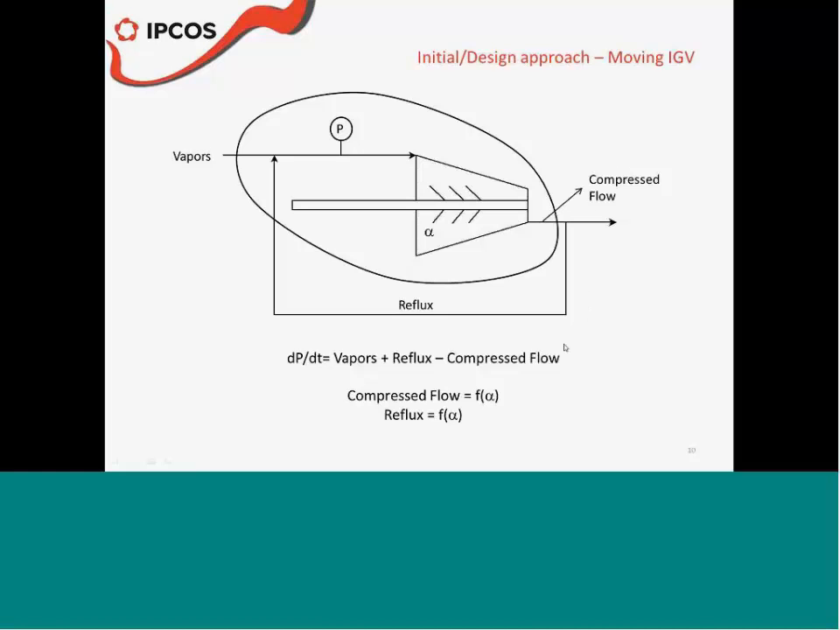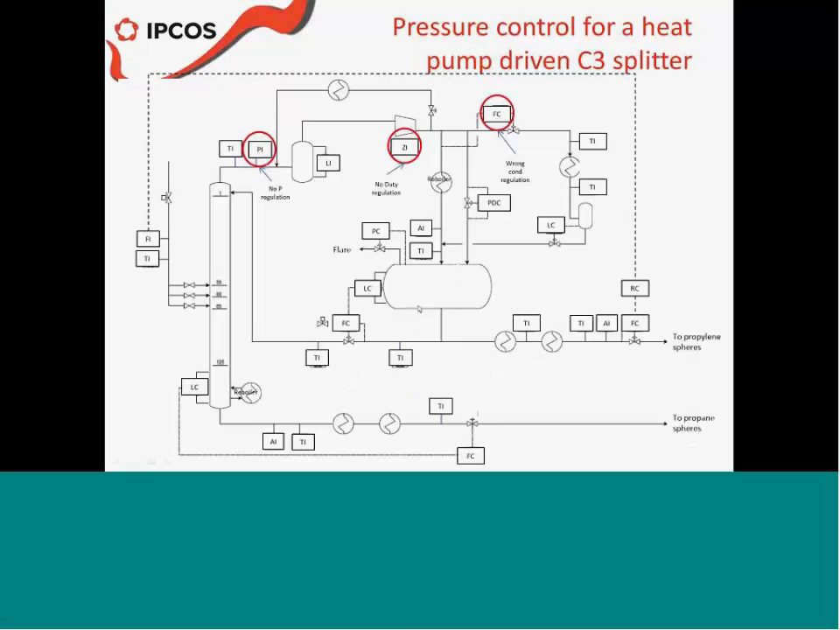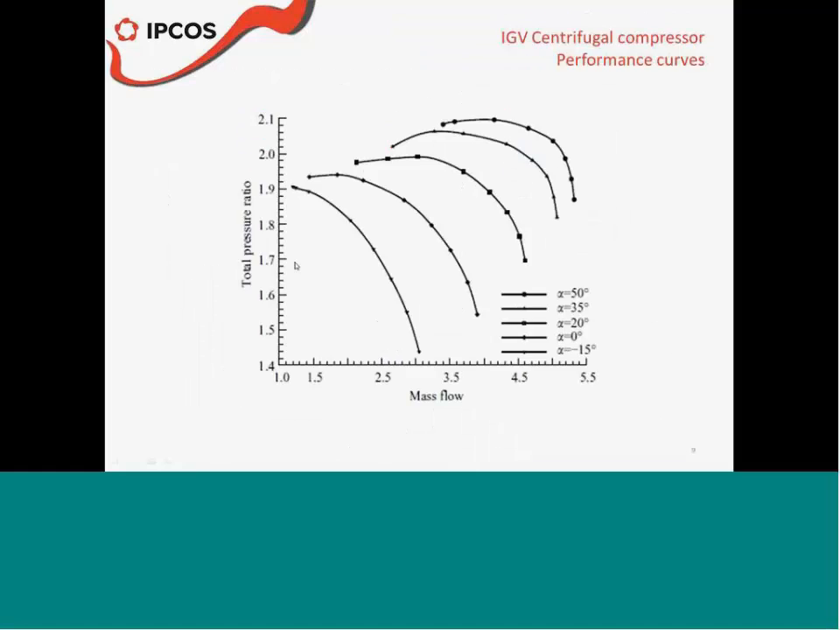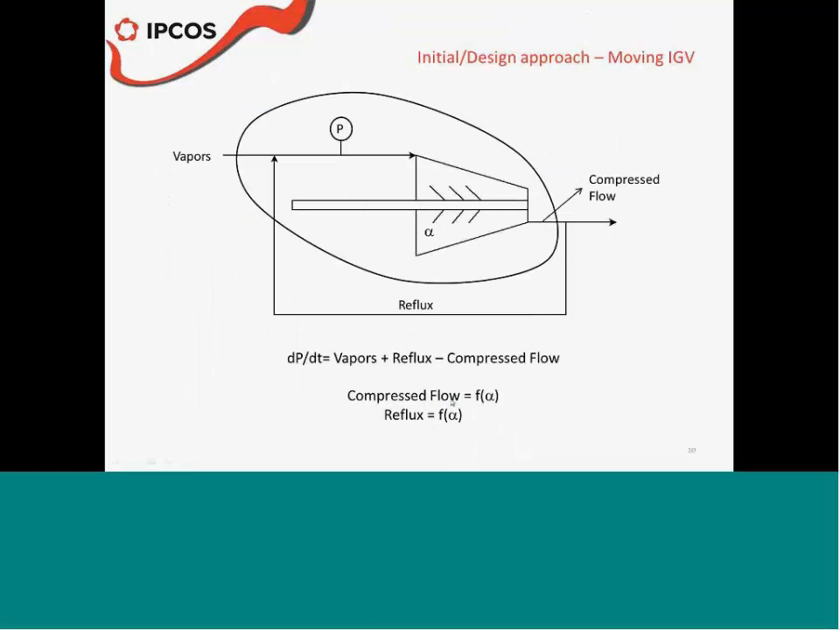Fair enough so far, but if you look at it in more detail, you notice that, as we just said here, the level is being controlled by the reflux. If you open the inlet guided vanes, in the end you compress more flow. That flow becomes more condensate here and sends more flow back to the column. That increases the reflux, which means that both the reflux and the compressed flow are a function of the percent opening or the angle of the inlet guided vanes.